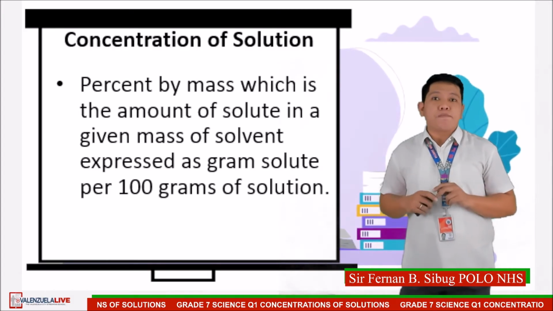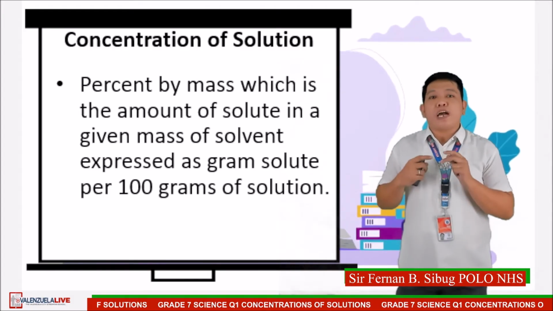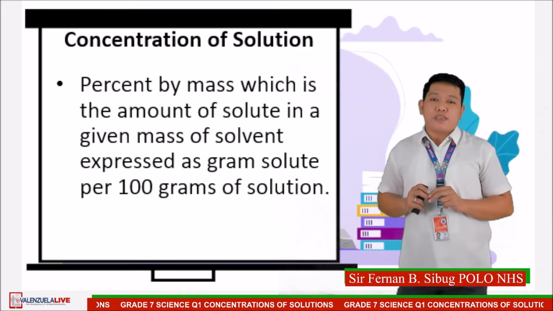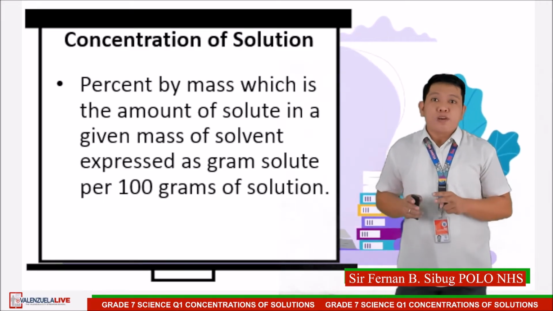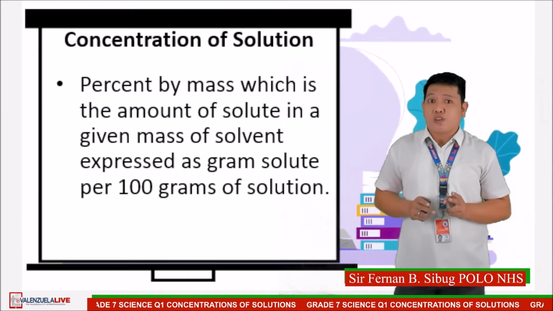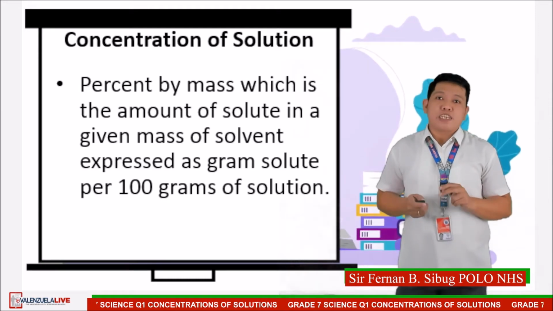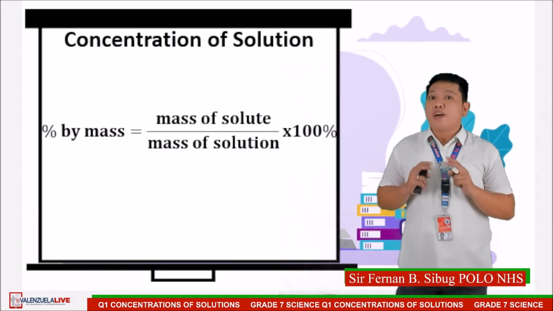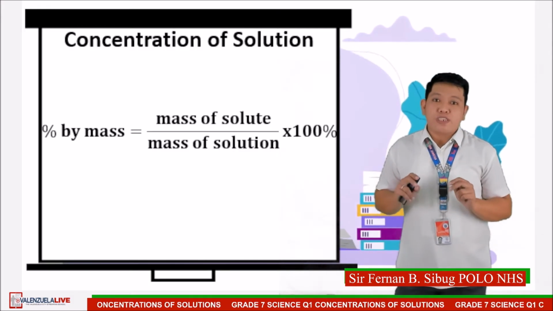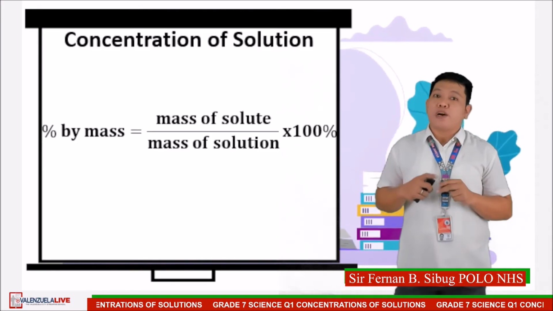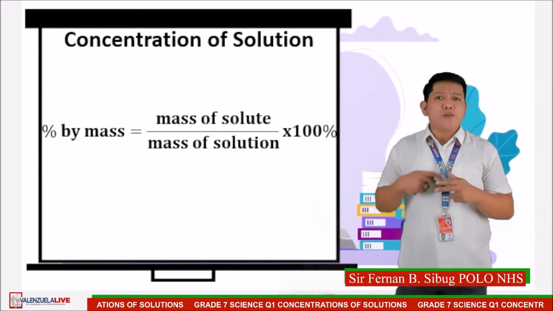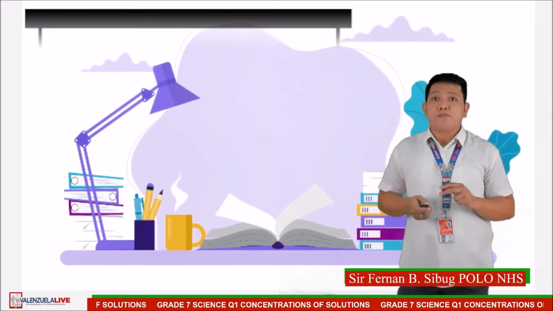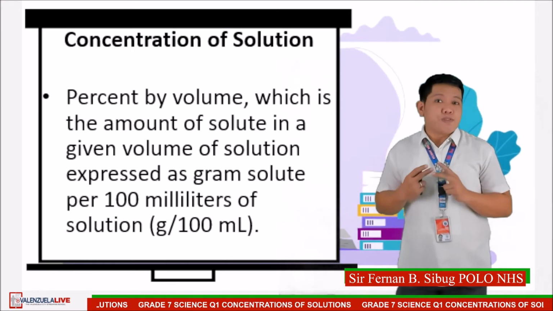When we say percent by mass, this refers to the amount of solute in a given mass of solvent expressed as gram solute per 100 grams of solution. Mathematically, this can be expressed as percent by mass equals the mass of solute over the mass of solution multiplied by 100%. The other way of expressing concentration of solution is by means of percent by volume.